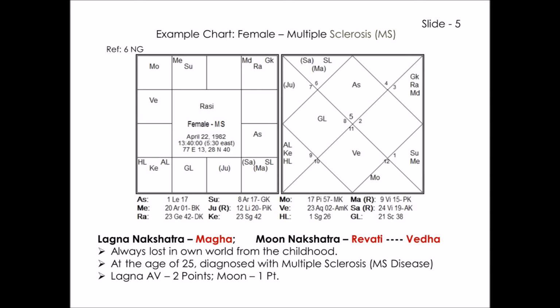This is the example chart of a girl. Her Lagan Nakshatra is Magha and Moon Nakshatra is Revati, and both have Veda to each other. Her childhood was never normal, and later in the young age of 25 only, she is diagnosed with the multiple sclerosis disease, which is known for the lack of communication between the mind and the body.